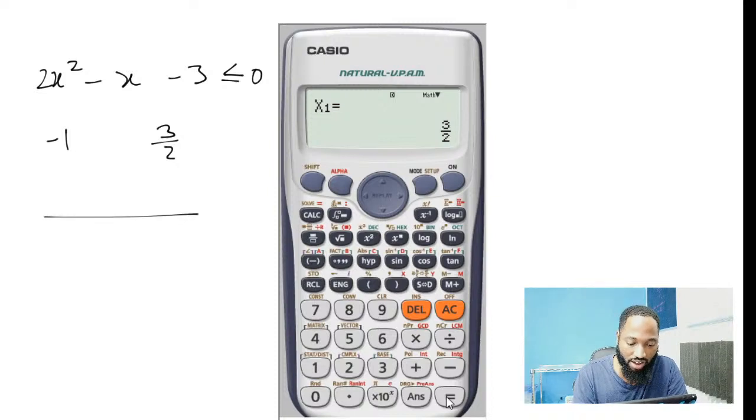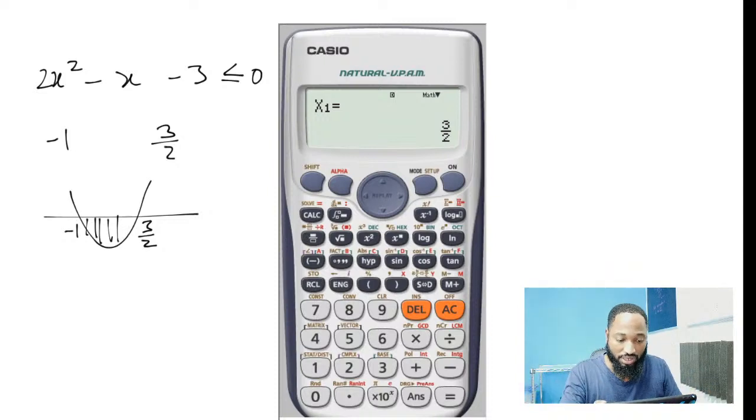So now you just draw your graph very quickly, and that's all you do. You put -1 here and 3 over 2, and then you see what it is they want. They want it less than or equal to 0, so it has to be in between. Any x value in between will be below the 0 line, because this is the x-axis, and on the x-axis, y is equal to 0. We don't need to draw the y. So it means it's in between.